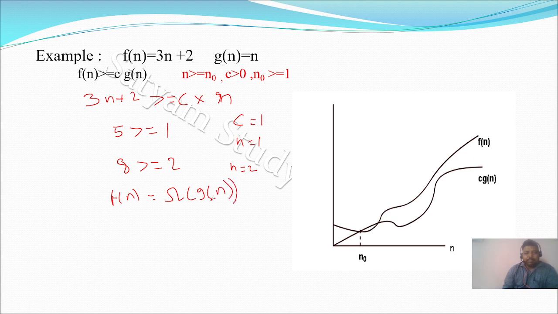So c into g of n is the lower bound, and f of n is the upper bound. In this graph also you can see f of n is the upper bound and c into g of n is the lower bound. Here the x-axis indicates the size of input and the y-axis indicates the time t. Now you can see n naught is equal to 1, then you can take n greater than or equal to n naught. For all n greater than or equal to 1, this condition is satisfied. That's why we can say that f of n is equal to omega of g of n.